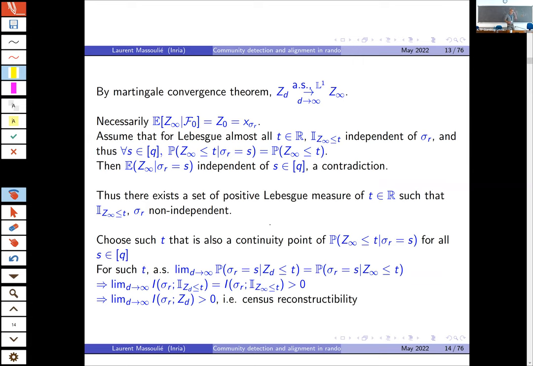And after you have that, you need a few arguments to show that necessarily there must be some T such that the event Z_D less than some threshold T and the spin at the root have non-vanishing mutual information. Okay. So one of the key ideas here is to understand which is the proper statistic, which is a martingale, so that you can use these results, right?